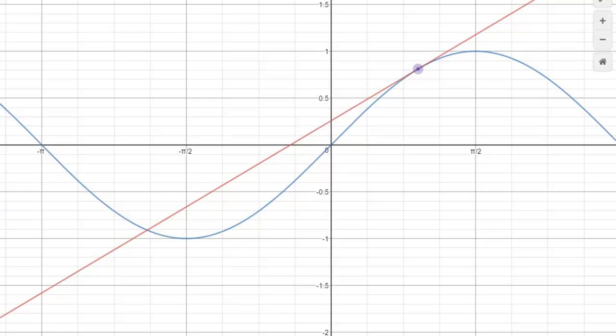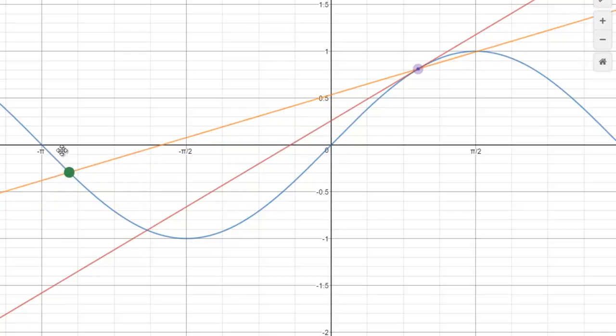So let me add another point here. Let's add that and this. So I added that green point. Now I'm going to leave the red line constant. I'm going to add this orange line. So this orange line is just another line that passes through the purple point and this green point. Okay, a secant line is just a line that intersects 2 points on a curve.